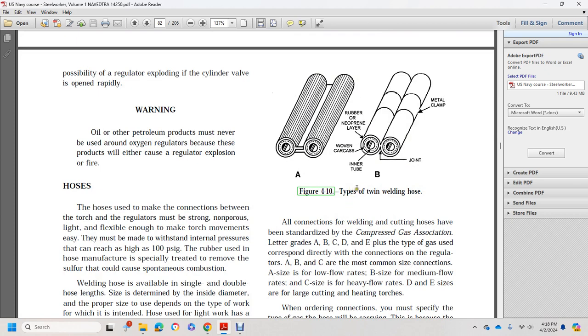Figure 4 shows two types of twin welding hoses. You have rubber, nylon, neoprene layer, woven carcass, inner tube, and a joint and a metal clamp.